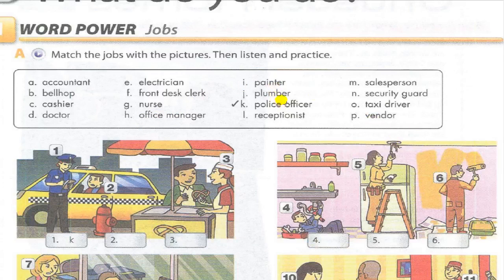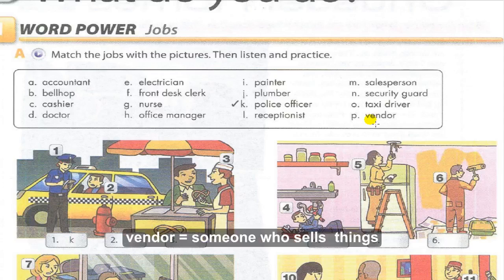Plumber, be silent, a plumber, someone who fixes water pipes. Police officer, K, this is 1. Receptionist works in a hotel. Salesperson, a salesperson sells things. Security guard makes people safe. Taxi driver drives a taxi. Cab. Vendor, a salesperson, someone who sells things.